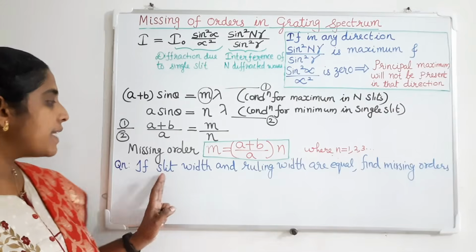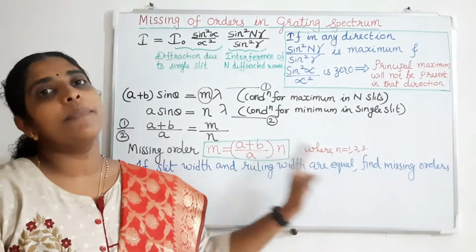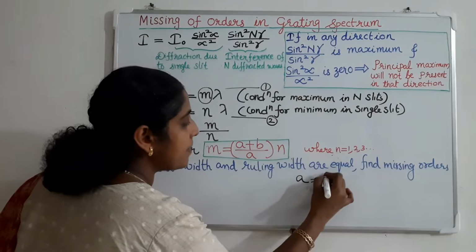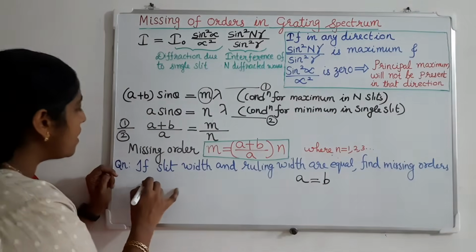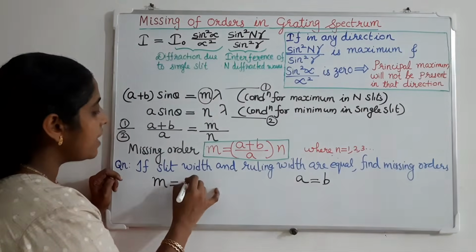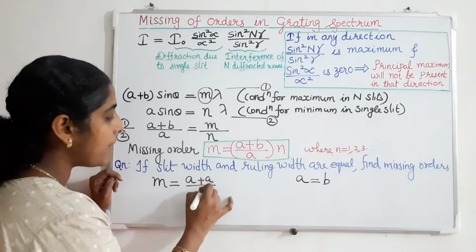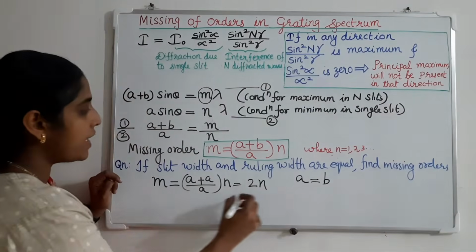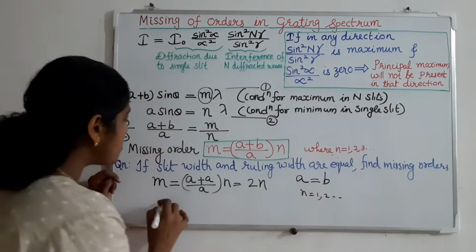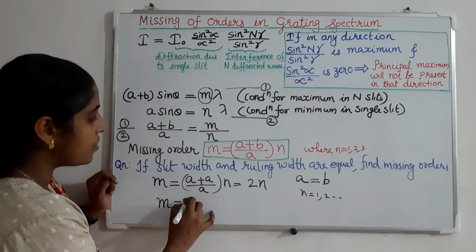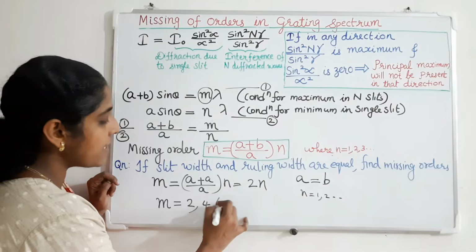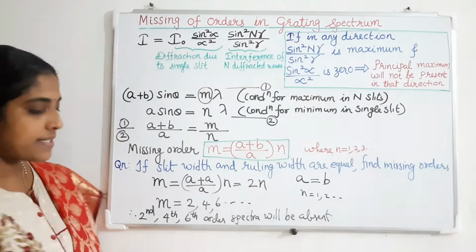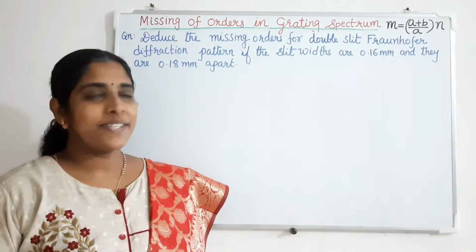We can do one example. In the grating, if slit width and ruling width are equal, what will be the missing orders? So slit width is a and opaque width is b. If they are equal, the missing order m will be (a plus a) by a into n, that is 2a by a, that is 2n, where n is equal to 1, 2, 3, etc. So what will be the m value? m is equal to 2, 4, 6, etc. So which orders will be absent? Second order, fourth order, sixth order, etc. will be absent.